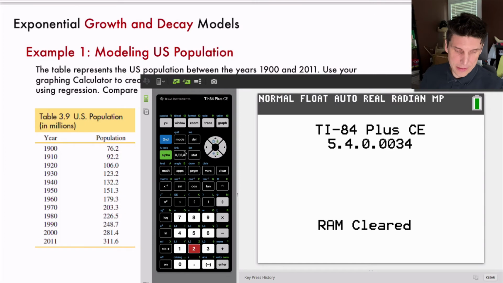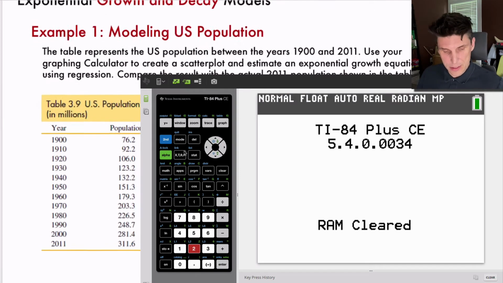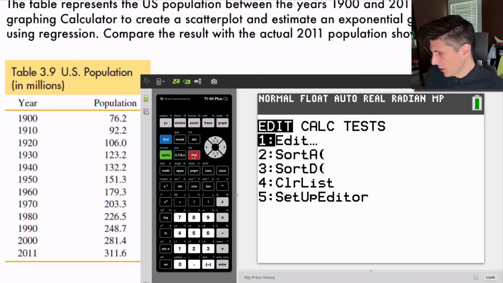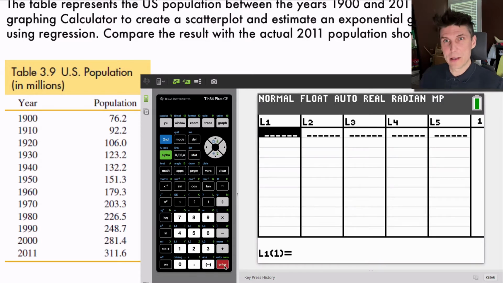All right, here we go. So how do we get this data that's in the chart over here into our graphing calculator? Well, one way to do it, I'm sure there are other ways. The way I learned is you just go over to Stat, press Edit, and you have all of these blank lists: List 1, List 2, and so on. So what we're going to do is enter all of these years into List 1 and all of the populations into List 2.